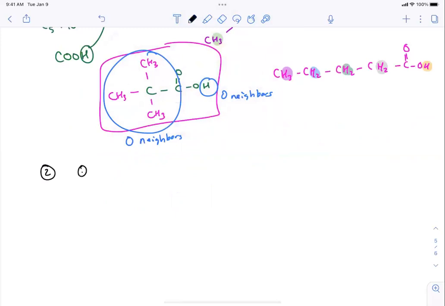Tip two. If you have a quartet, you're next to a CH3, right? Let me just make sure I'm saying that right. Most likely. I think there are some rare instances, but usually when you have a quartet, you're next to a CH3. If it doesn't work out, then reevaluate. But for the most part, if you've got a quartet, there's probably a CH3 next to that hydrogen, because that's your three neighboring hydrogens.